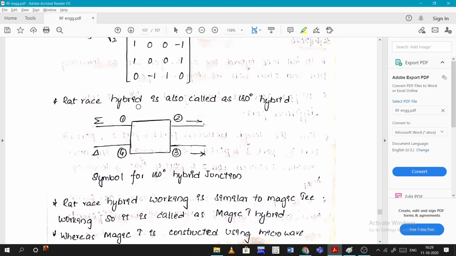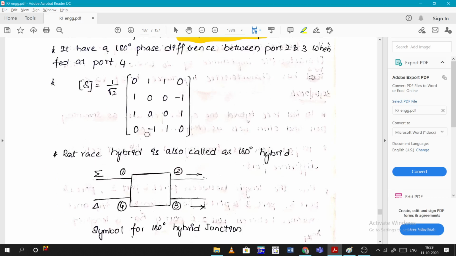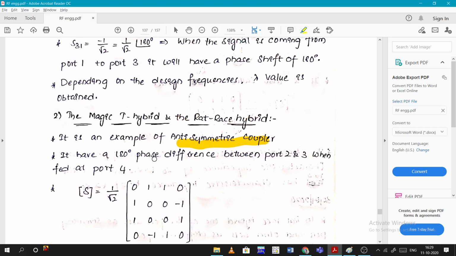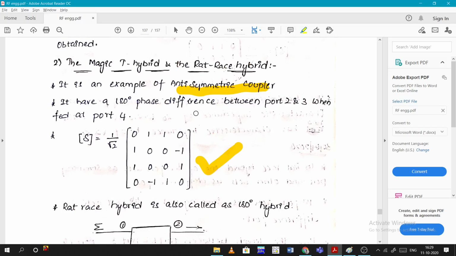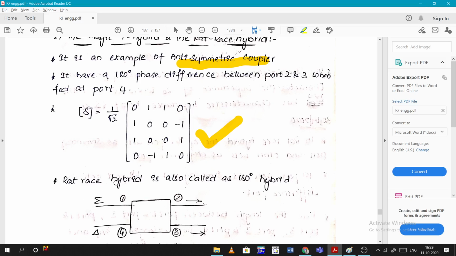So rat race, like so, that's why the 180 phase shift. This is the S matrix for the rat race hybrid or the magic T hybrid. Basically this rat race hybrid is also called the 180 degrees hybrid.